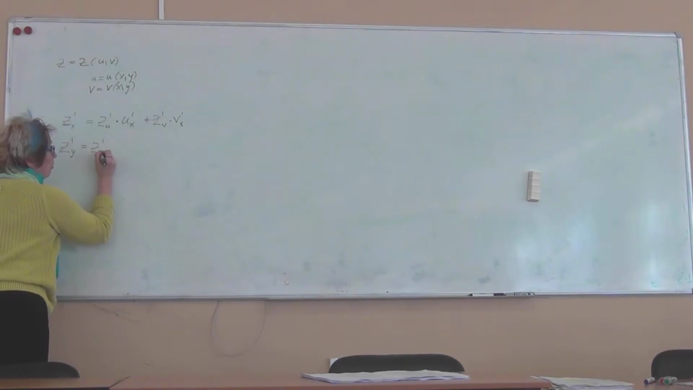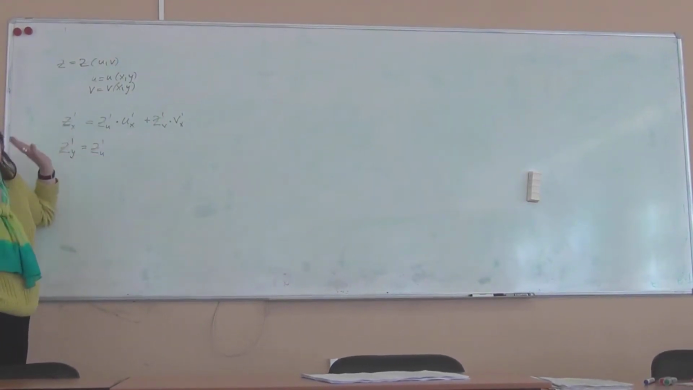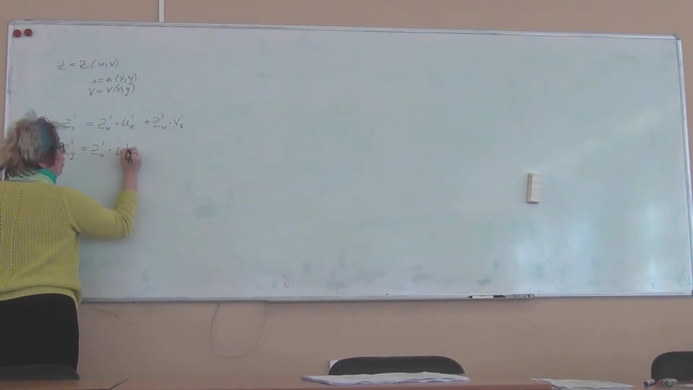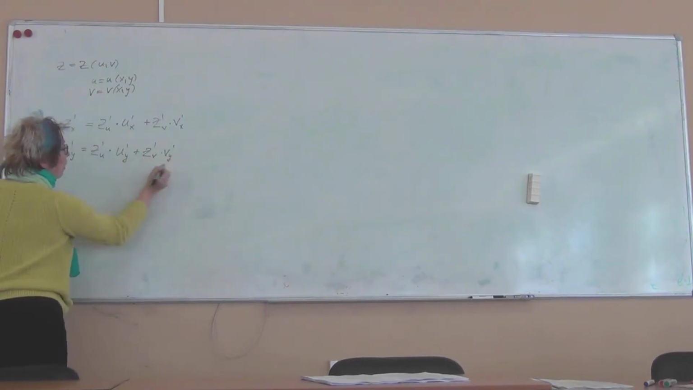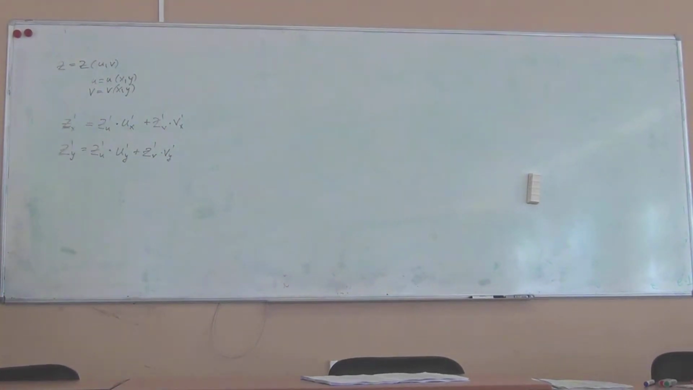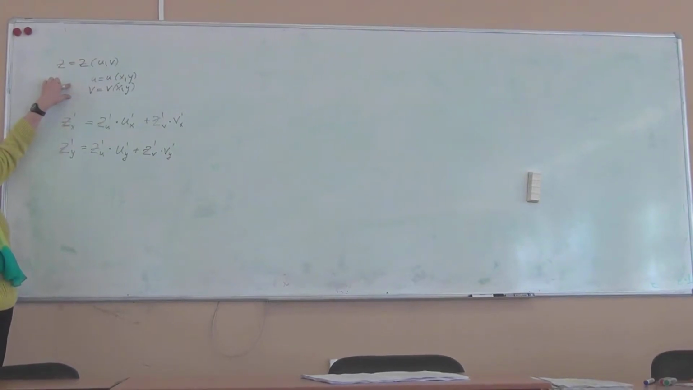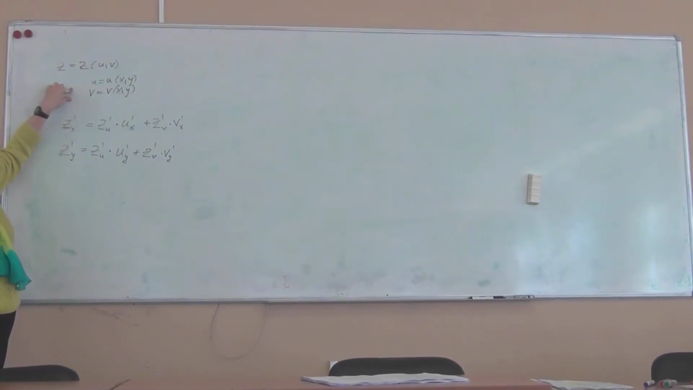So it will be z derivative by u, it's the same, times u derivative by y plus z derivative by v times v derivative by y. So we see that we have 6 different partial derivatives: z by u, z by v, repeated here, u by x, u by y, v by x, v by y. In other words, we derive each of these functions twice, obviously, to find the partial derivatives by both variables. So we have 6 different partial derivatives.